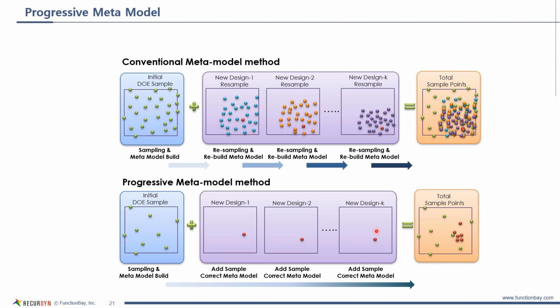In other words, progressive metamodel can reduce the number of simulations to create the metamodel, so the optimization time can become even faster.